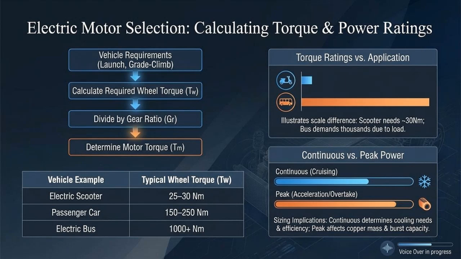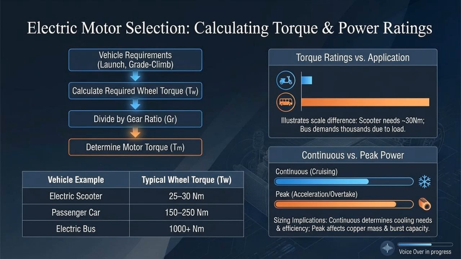Motor topology is also important. Permanent magnet synchronous motors, PMSM, offer high efficiency and compact size, ideal for passenger cars. Induction motors are cheaper and robust, used in early Tesla models. Switched reluctance motors are simpler but can create noise and vibration.